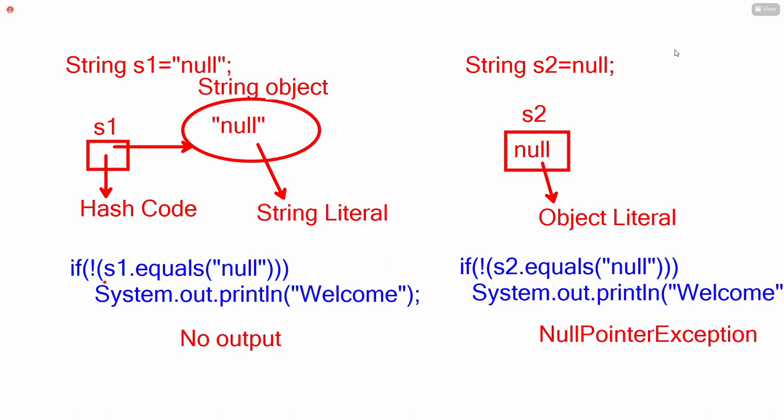So not equals means the not equals method is not there. You have to apply the not operator. Only the equals method is there. If you want not, you have to apply the not operator. But the equals operator is there. The not equals operator is there.